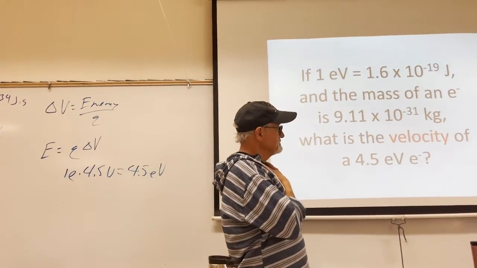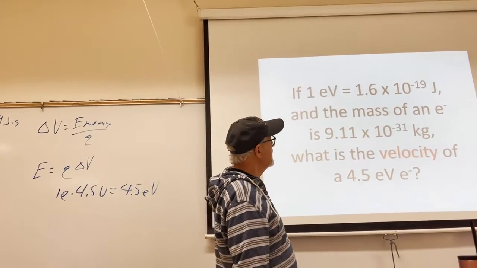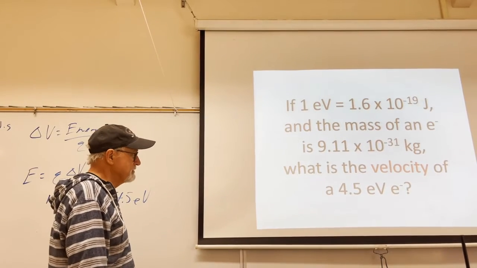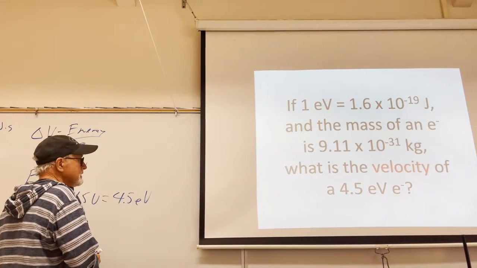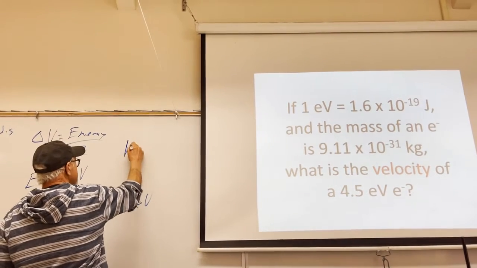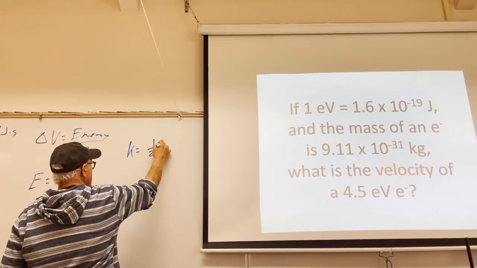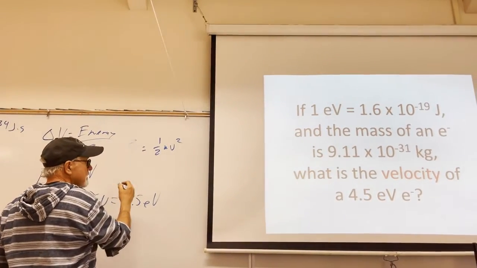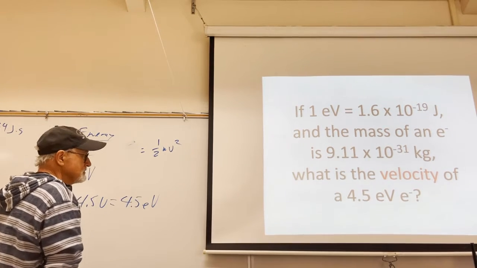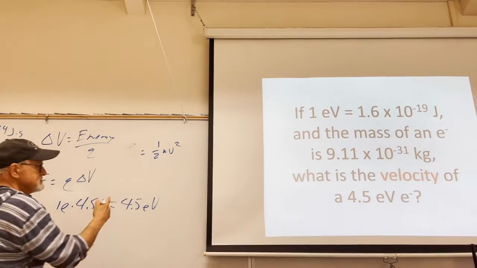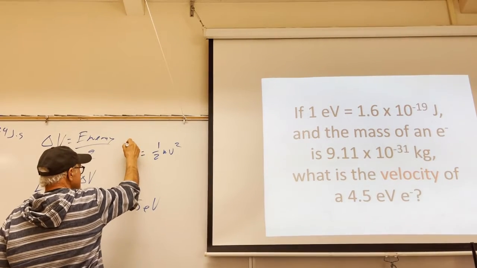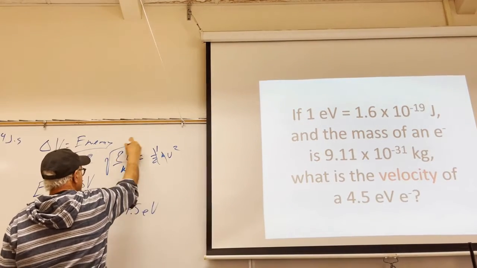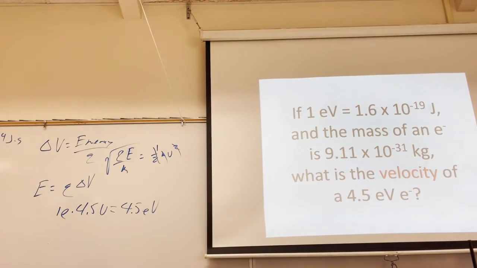If one electron volt is that much, and the mass of an electron is that much, what's the velocity of a 4.5 electron volt electron? Well, if it's moving, it has kinetic energy, so 1/2 mv squared. We've got 4.5 electron volts. So we want to solve for v: 2 times the energy divided by the mass, and the square root will give us the velocity.